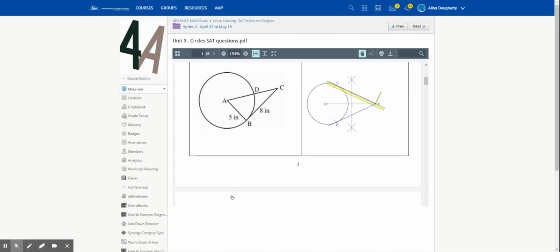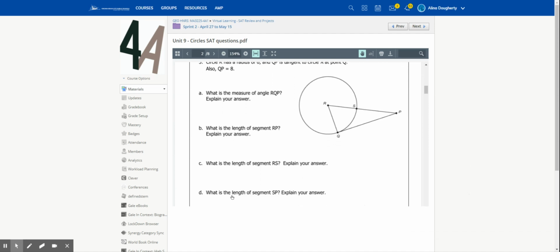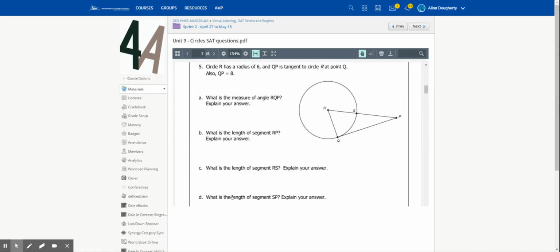Question number 5. Okay, so this is a multi-part question. Before we get too excited about it, let's just read it. Circle R has a radius of 6.